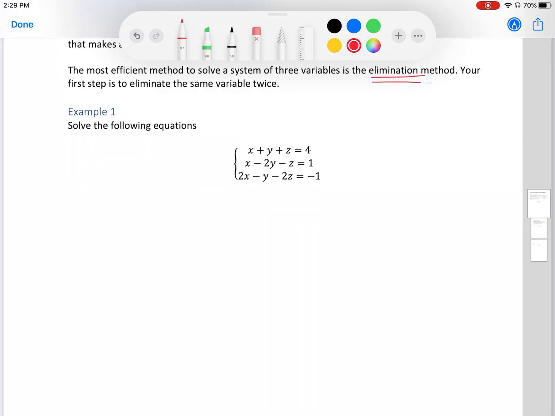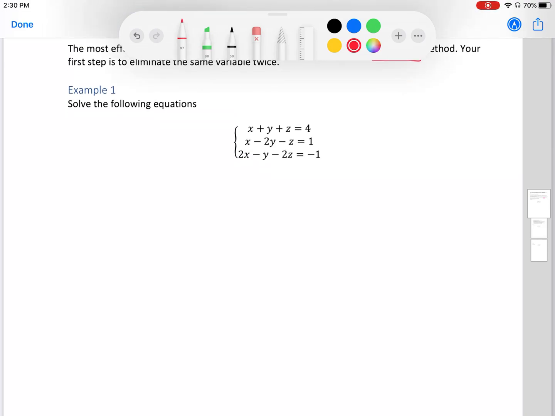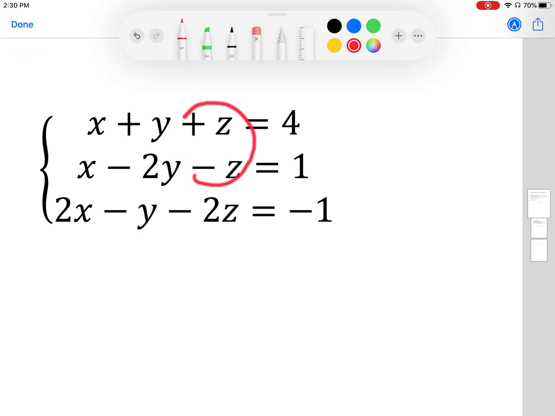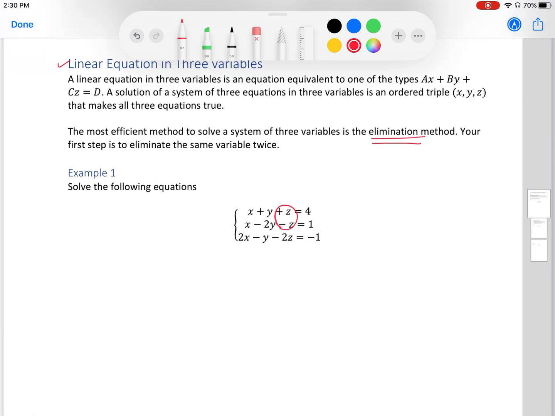Solve the following equations. I have x plus y plus z equals 4, x minus 2y minus z equals 1, and 2x minus y minus 2z equals negative 1. Your first goal is to get rid of a variable. Which one do you want to eliminate first? There's no right or wrong answer. Looking at these, z, where I can add to make 0, catches my eye. From there, I only have to eliminate z once more. So your goal is to eliminate the same variable twice.